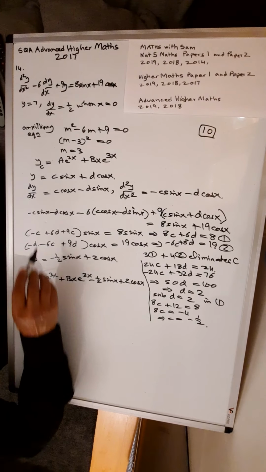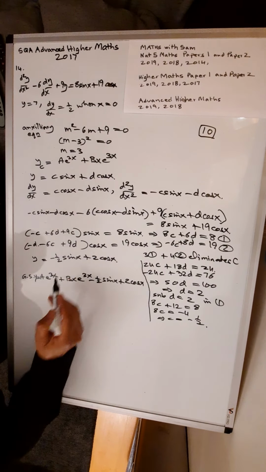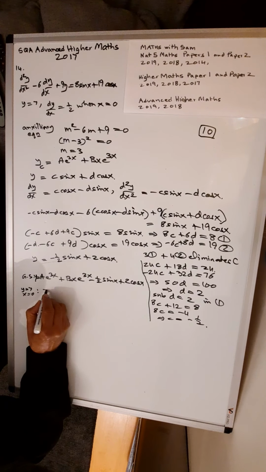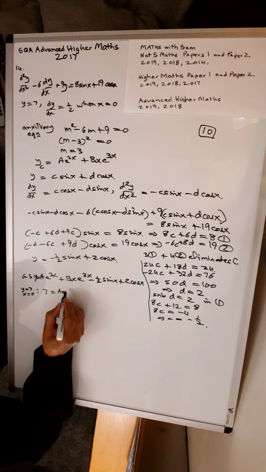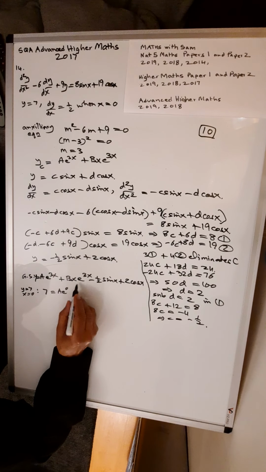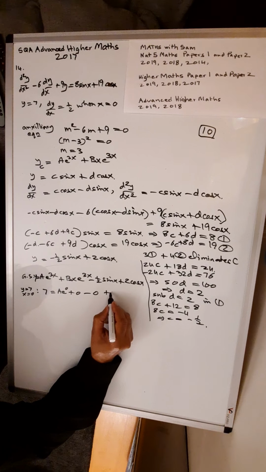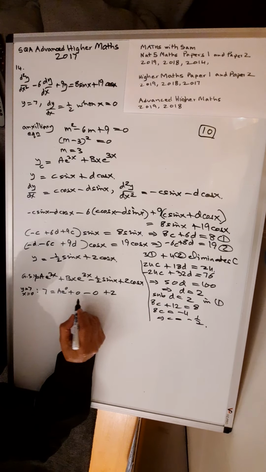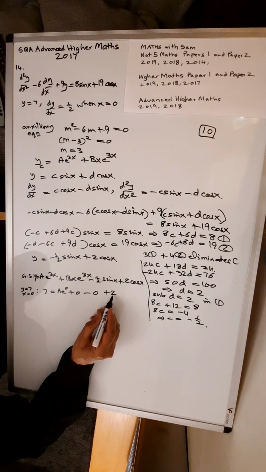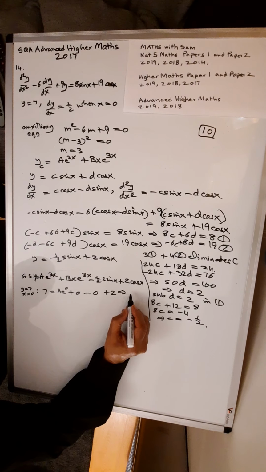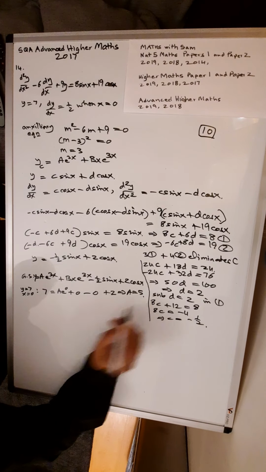So you're told that y is 7 when x is 0. So when y is equal to 7 and x is 0, that means that 7 is equal to a e to the 0, this goes away, plus 0, minus sin of 0 is also 0, so that's 0, plus cos of 0 is 1, plus 2. So what you have there is a plus 2 equals 7, so we take that to the other side. That implies that a is 5.